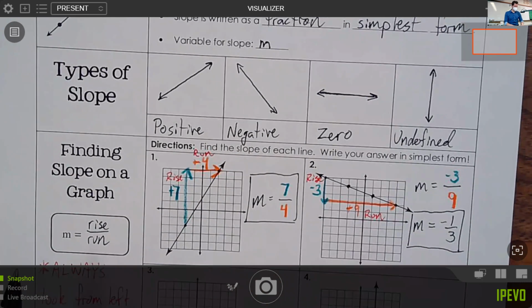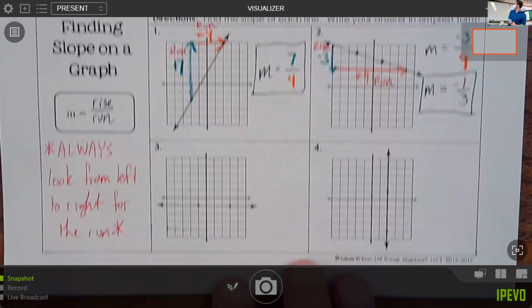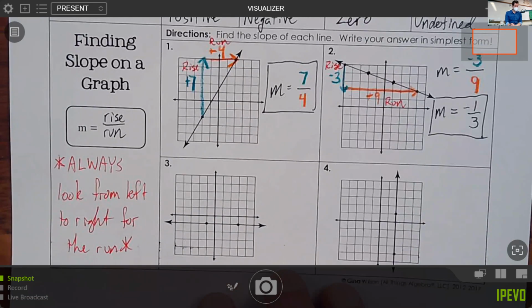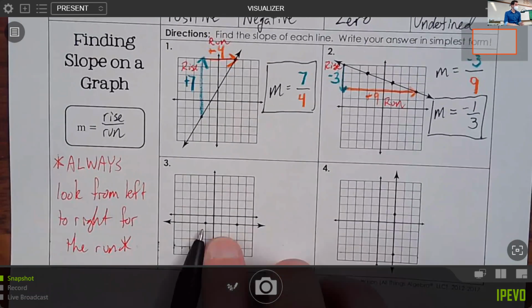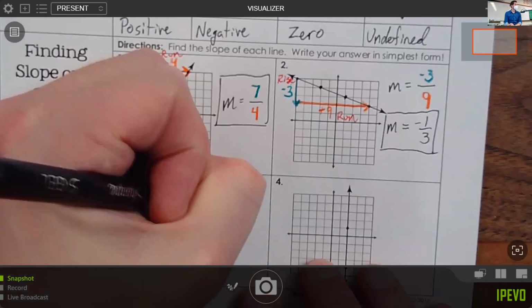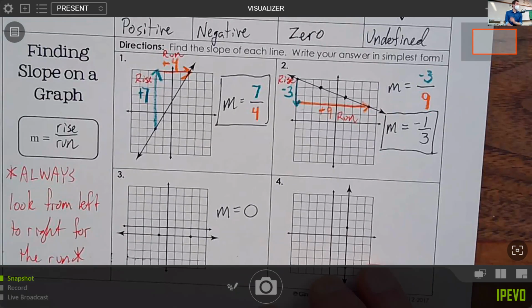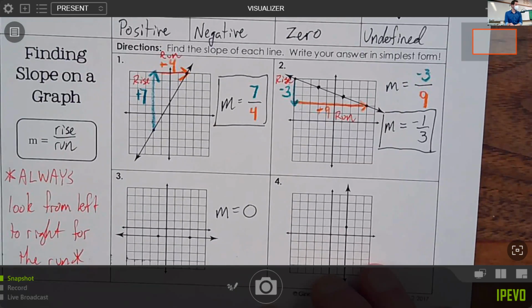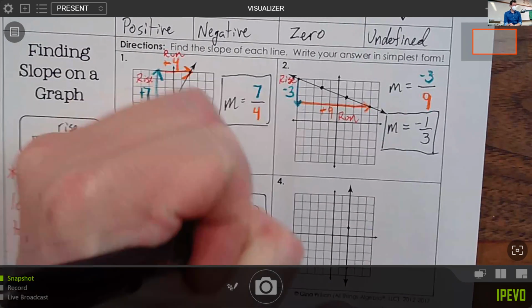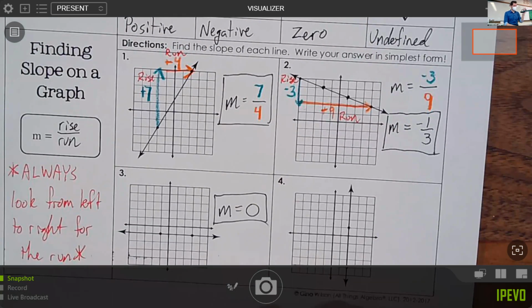A couple more on this first page. Let's have a look. Number 3, what type of a line is this? Yeah, it's a horizontal line, which means that the slope is 0. So m equals 0. It's literally that easy when you have a horizontal line. That's all you have to do. M equals 0. Horizontal line, m equals 0.